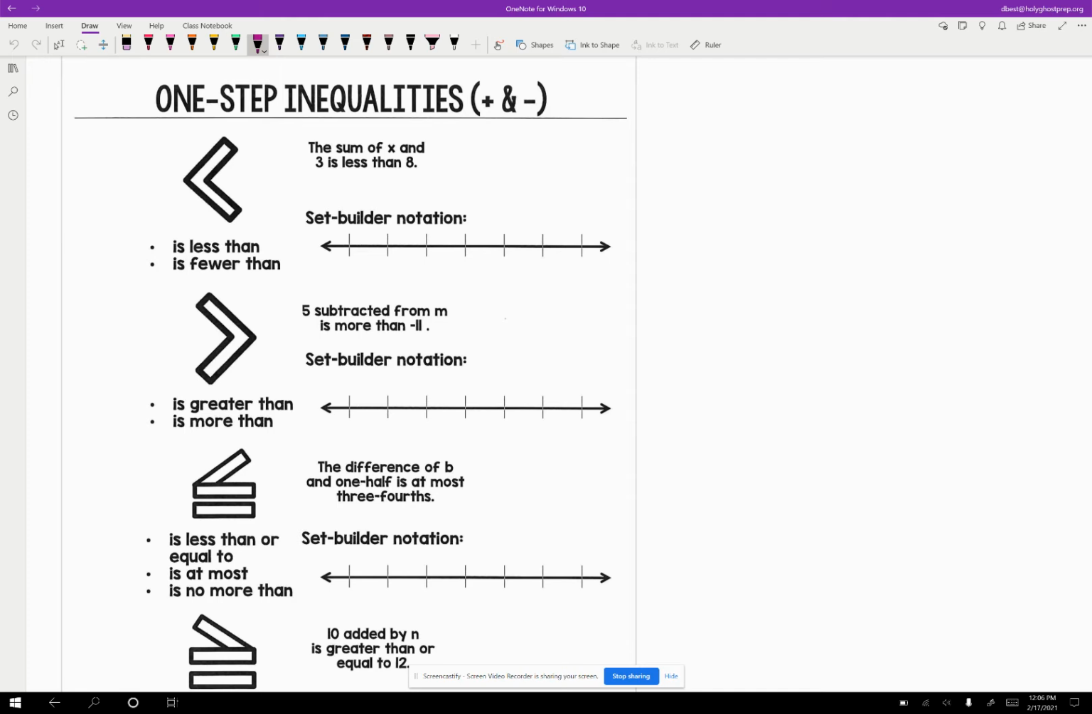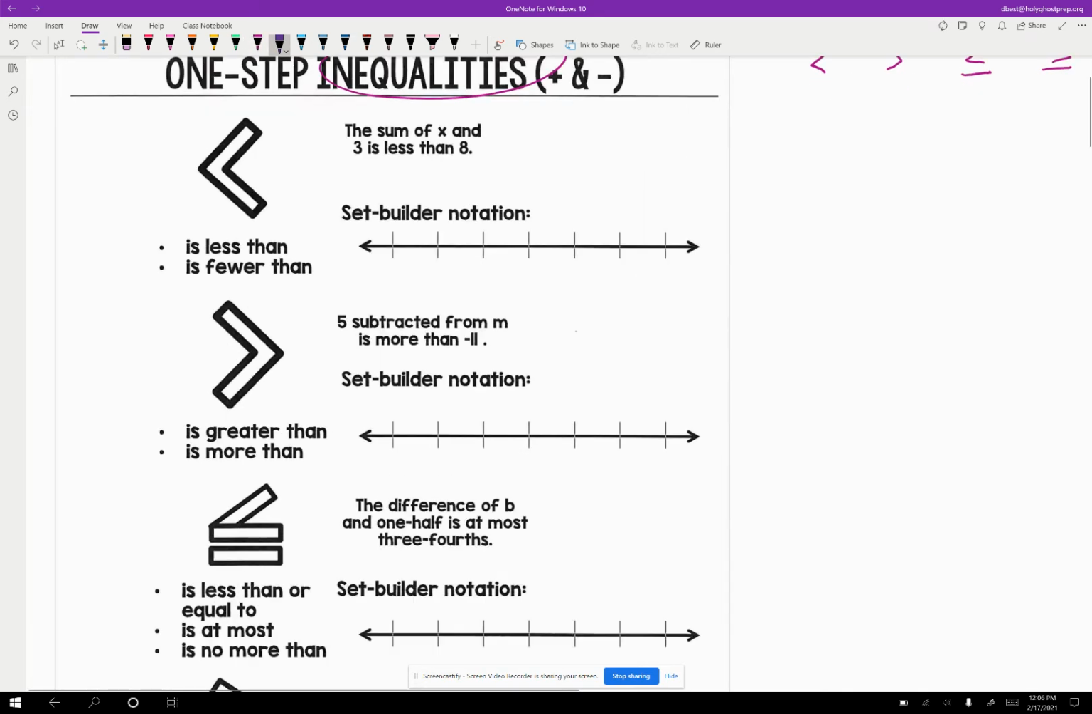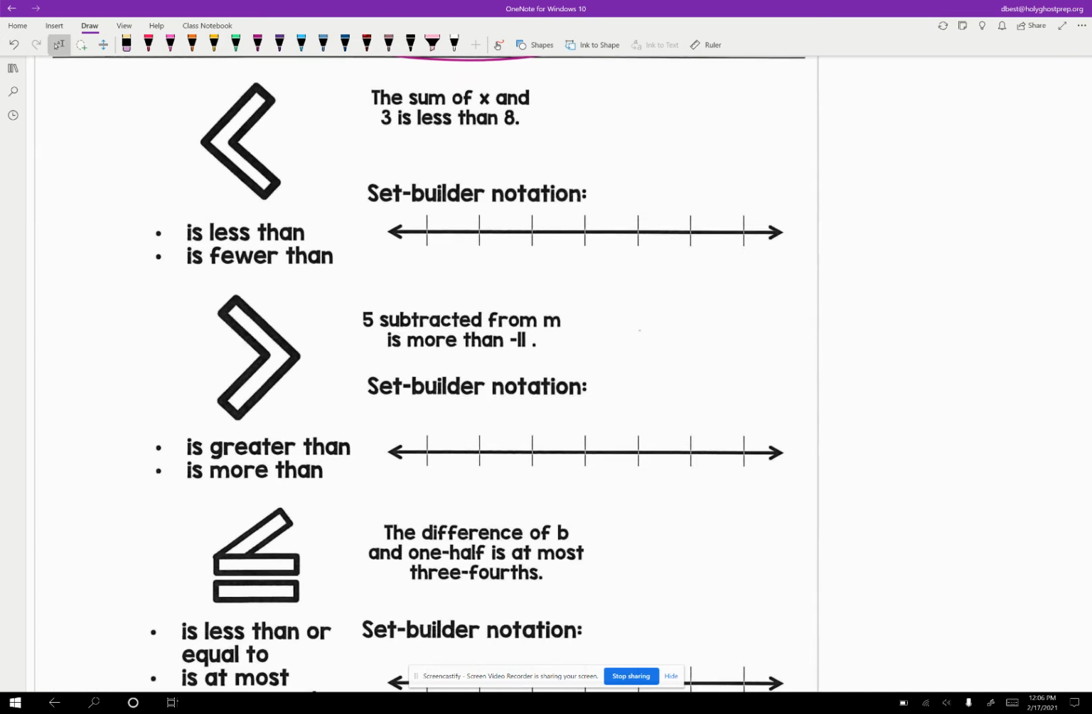Okay, so again, we are doing just one-step inequalities, and anytime you have an inequality, that means you're going to have one of those symbols: less than, greater than, less than or equal to, greater than or equal to. My first one, the sum of x and 3 is less than 8. First thing we are doing here is translating that sentence into an algebraic inequality. So the sum, remember, is addition. So I have x plus 3 is less than 8. And we want to solve these just like equations. So my one step is to subtract 3 from both sides, which means x is less than 5.